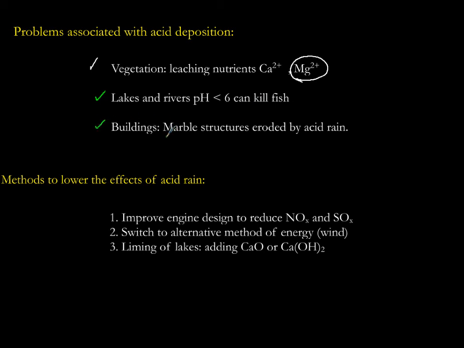Buildings that are made from marble structures erode by acid rain because they are made from calcium carbonate and they react. What can we do to reduce this? One is we can have the design of engines in the car improved. Therefore, we reduce nitrogen monoxide and sulfur dioxide, for example, or catalytic converters that we are using. We can improve those. Then we can also go after wind energy, not necessarily fossil fuel.